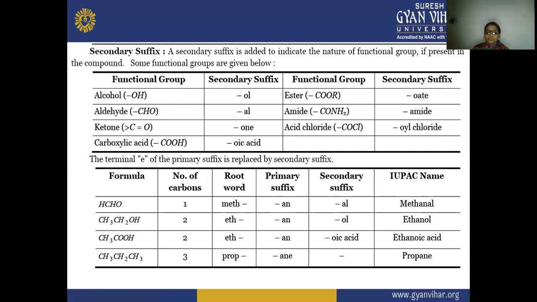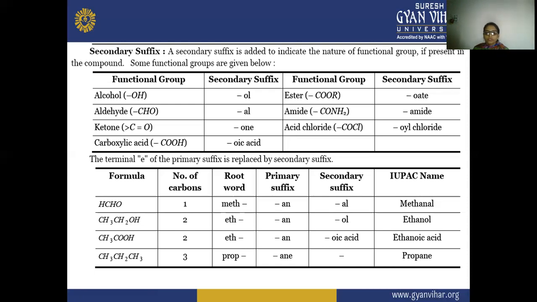CH3CH2OH. In CH3CH2OH, the number of carbon is 2. You can see here that 2 carbon atoms are present, so the root word is eth. The root word is eth, as in ethane. So here the 2 carbon atoms, the root word is eth.